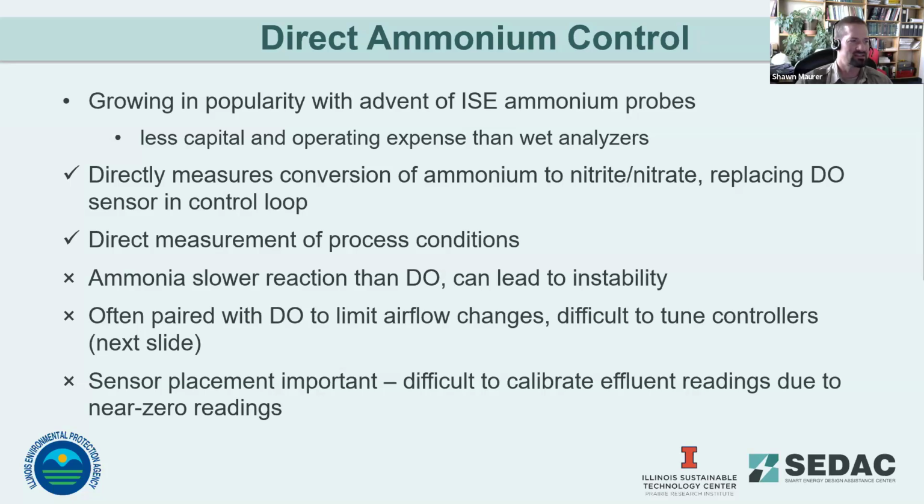But ammonia is a slower reaction than DO, which can lead to control instability. So a lot of times, an ammonium control process is paired with a DO sensor to either place limits on how much that DO set point can change in an ammonium control loop, or is cascaded with ammonium to change those DO set points separately. Sensor placement is also important. As Caroline will touch on later, it's difficult to calibrate effluent readings or near zero readings for ammonium control with an ion selective electrode. So you want to make sure that it's placed somewhere in the process where there's going to be enough ammonium to be detectable reliably.